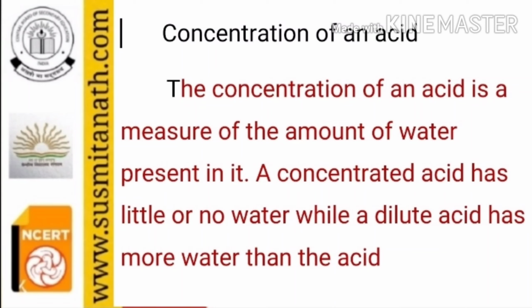Today we will discuss the concentration of acids and bases. You must be familiar with the words concentrated and dilute acids. Now what is it? The concentration of an acid is a measure of the amount of water present in it, and a concentrated acid has little or no water, while a dilute acid has more water than the acid.